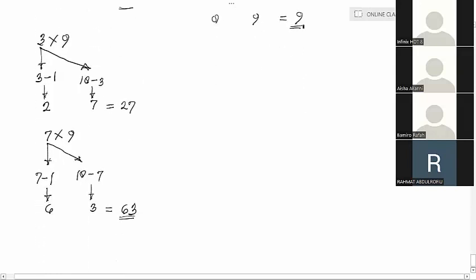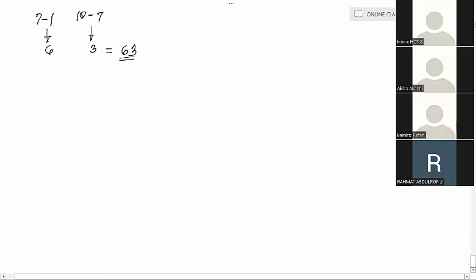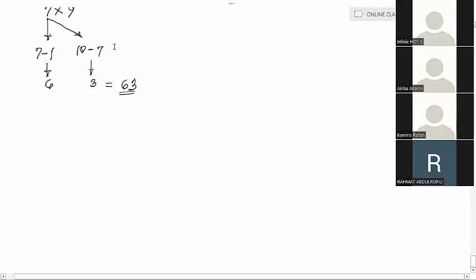So the same thing we did with 7. You can see that 7. We subtract the category from 7, giving us 6. Then we subtract 7 from 10, giving us 3, so 63. So that is the answer. Now, let's go to category 2.